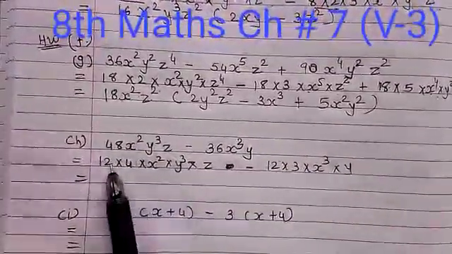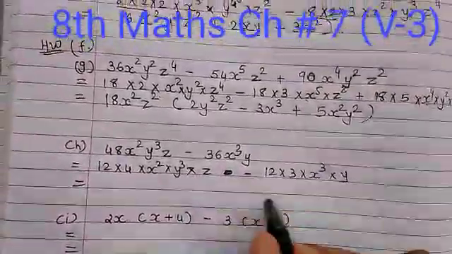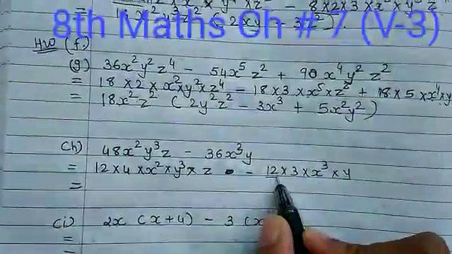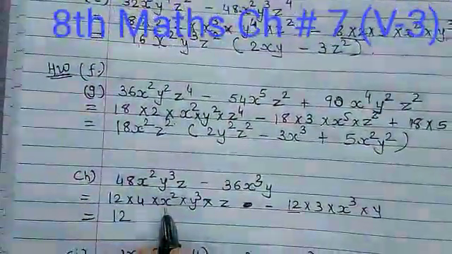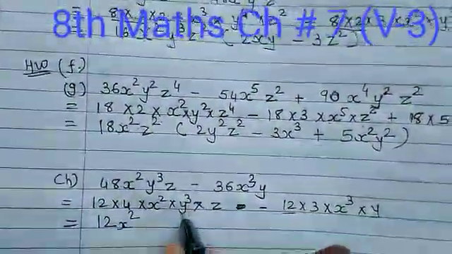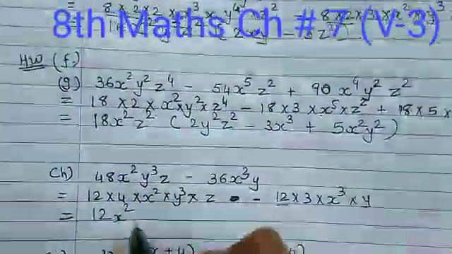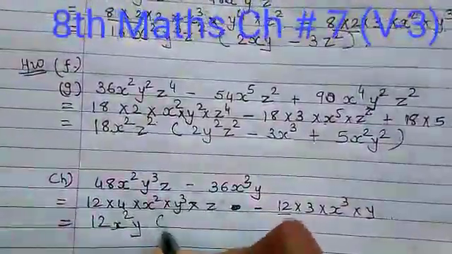So 48 means 12 fours are and 36 means 12 threes are, right? So we will say that 12 is the highest number. So 12 will be the common. Now x square and here x cube is there, so x square will be common. Here y cube and here y only is there, so y only is common. z here is not there, so nothing is there.